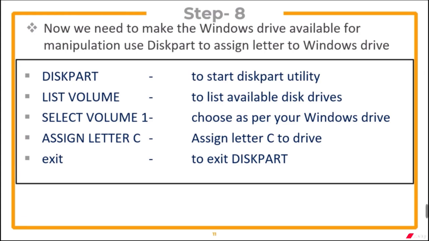Now we need to make the Windows drive available for manipulation, and we are going to use diskpart to assign a letter to the Windows drive. Now run the commands as shown on the screen in the same sequence. diskpart will start the diskpart utility. list volume to list available disk drives. Now to select the Windows drive, use the command select volume, and to assign the letter, use the command assign letter C, and then exit the utility.